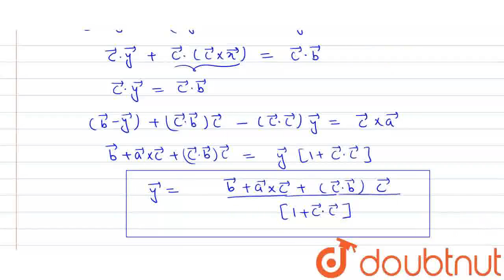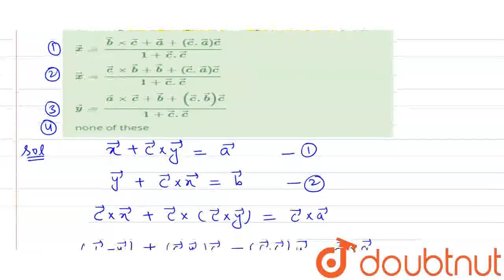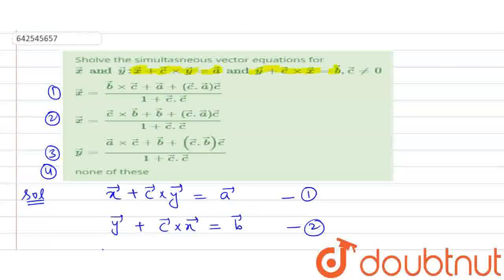Let us check with the answer. Y vector is b vector plus a vector cross c vector plus c vector dot b vector multiplied with c vector. Okay, so this option is matching. Which option? The third is matching. Now check for the value of x vector.